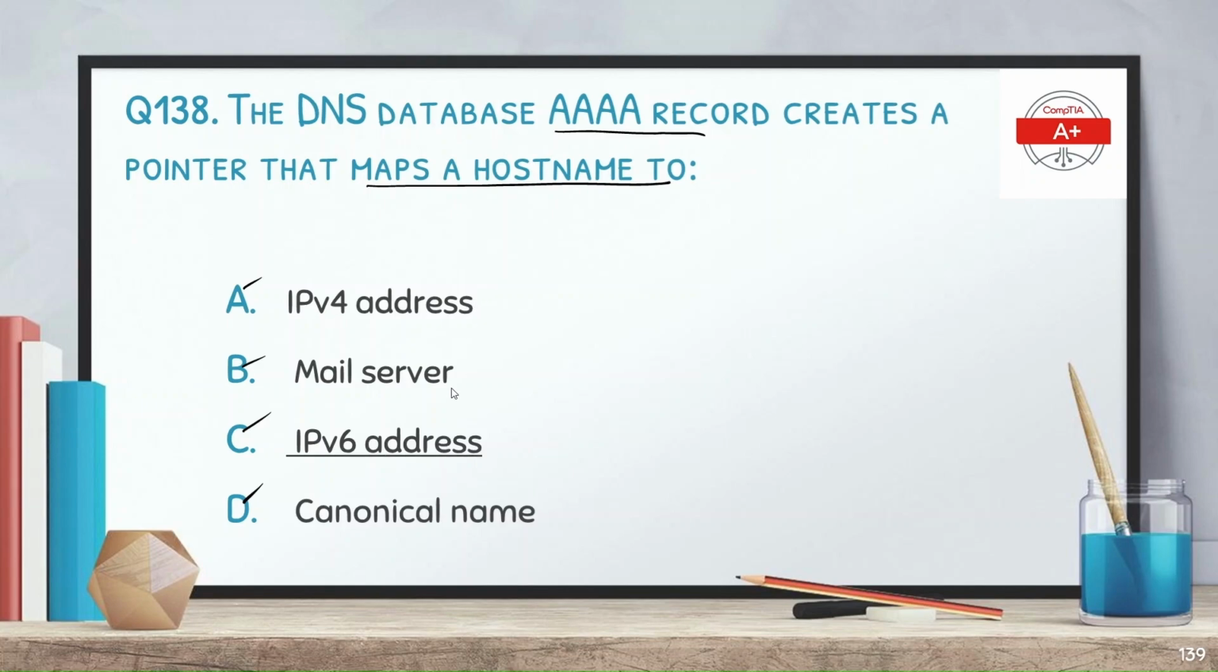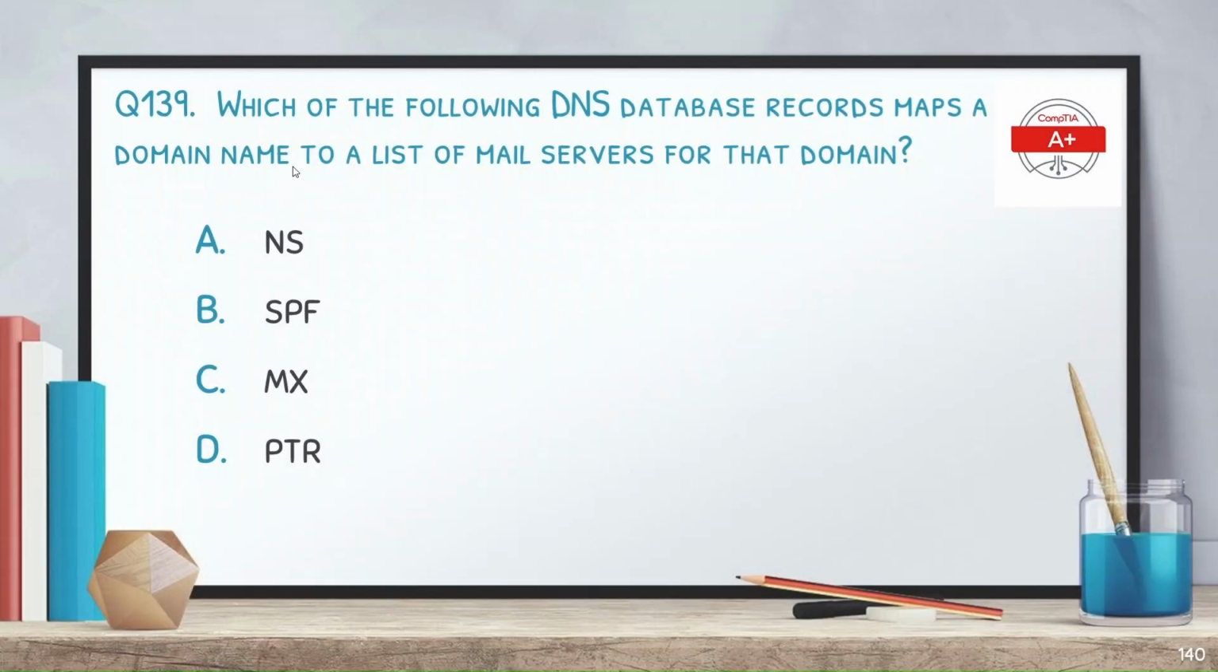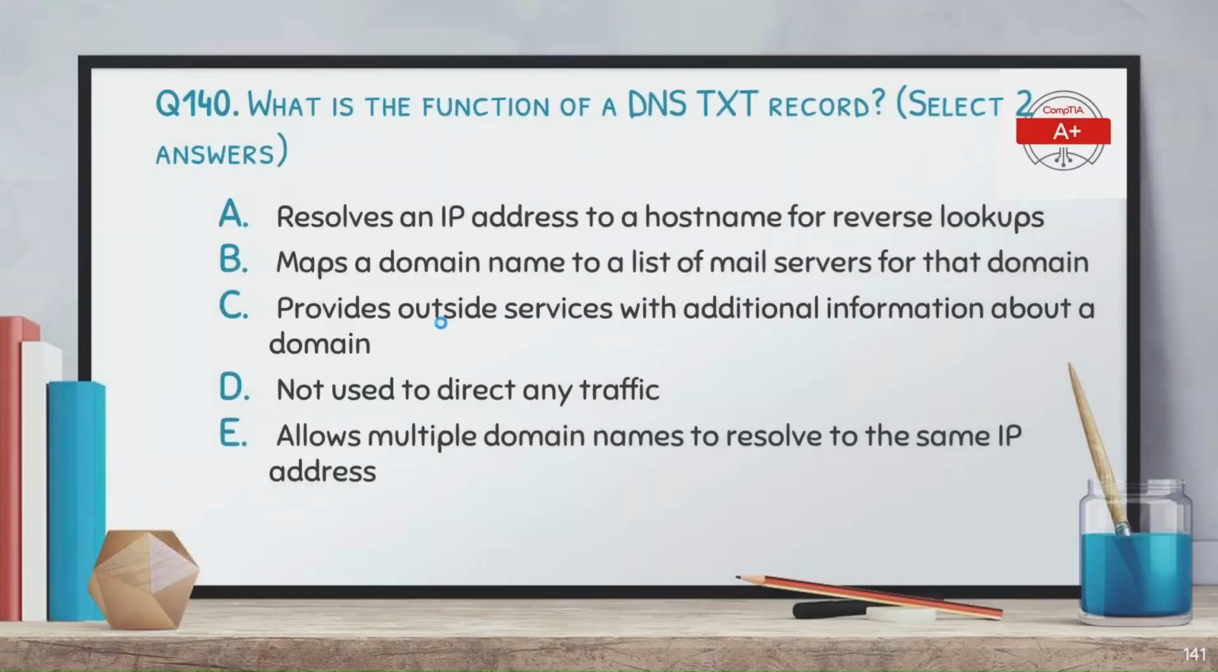And the correct option is the IP version 6 address. Question number 139 is that which of the following DNS database records maps a domain name to a list of mail servers for that domain? And the options are A, NS, name server, B, SPF, C, MX, and D, PTR. And the correct option is MX.